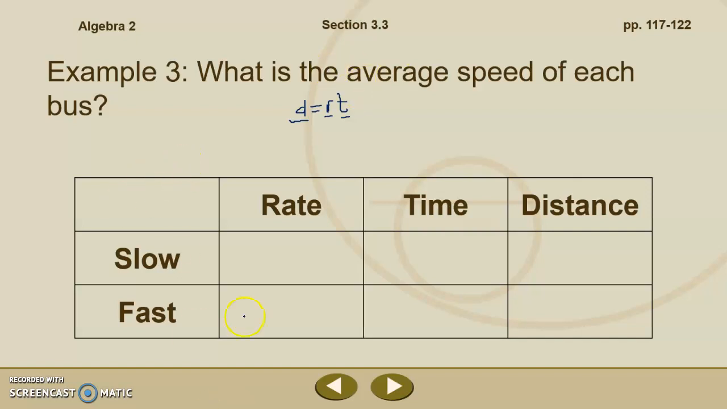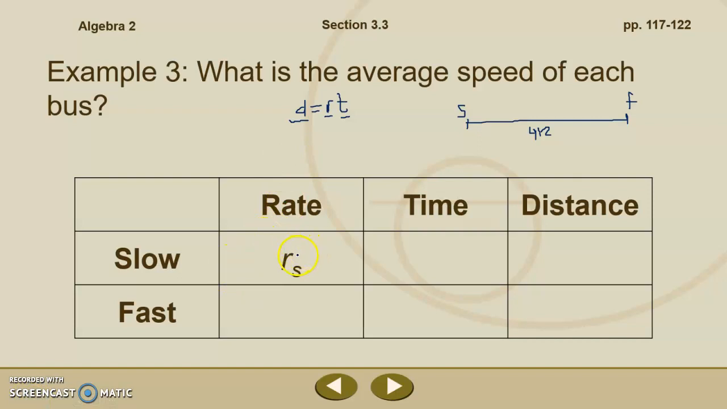All right, so we've got two different buses. We know that the total distance they are apart from each other is 412 miles. And that should be a 4, it didn't look like a 4. We've got a slow vehicle over here and a fast vehicle over here. So let's fill in our chart with what we know.